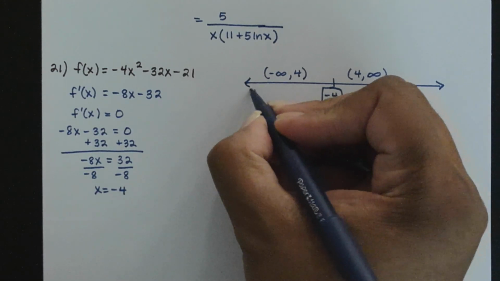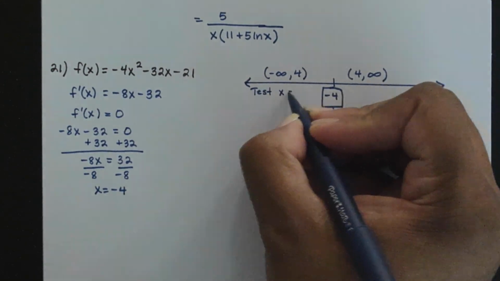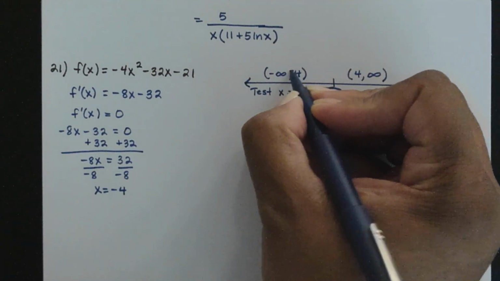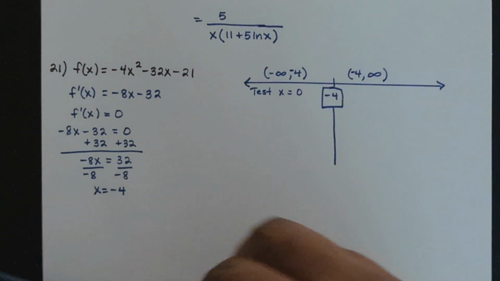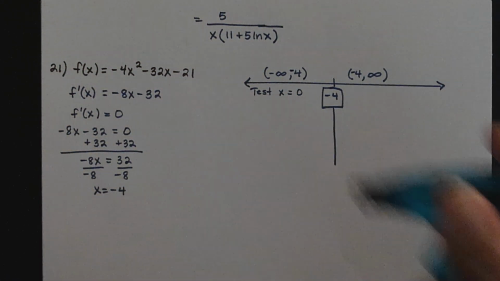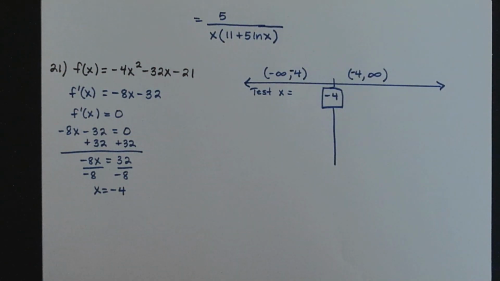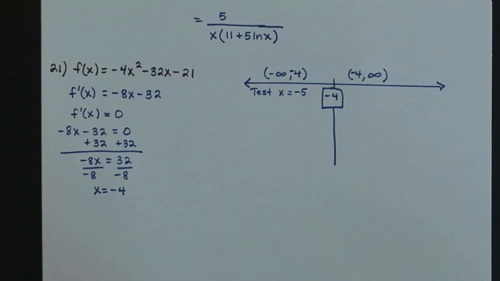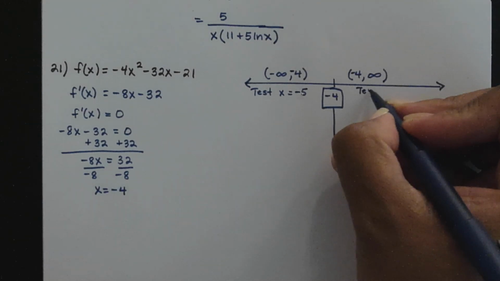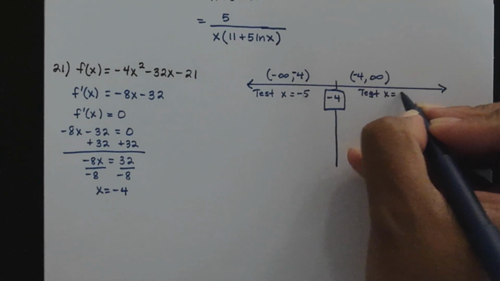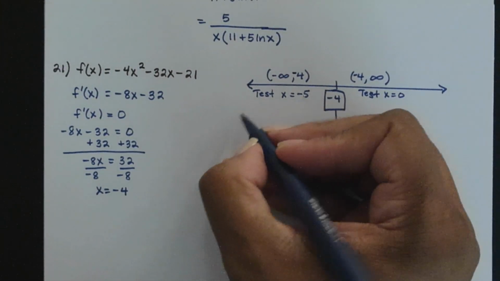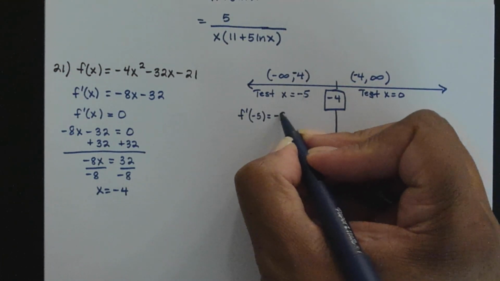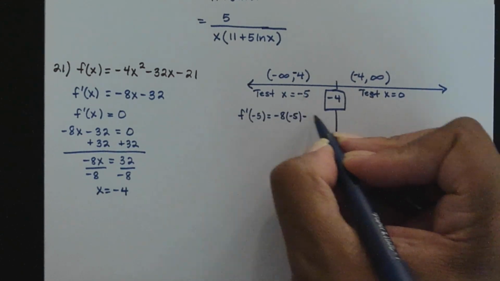If it's positive, it's increasing, or if it's negative, it's decreasing. So if I pick, let's say, test x equal, let's try 0. I'm sorry. This should be negative 4. So instead of 0, on this side, we're going to use negative 5. And on the other one, for negative 4 to 0, we'll test x equals 0. But for negative 5 here, f prime of negative 5 would be negative 8 times negative 5 minus 32.